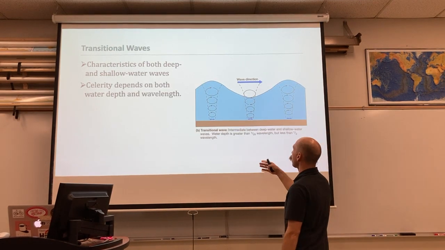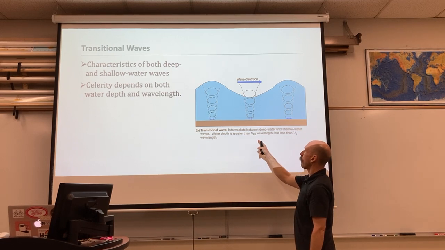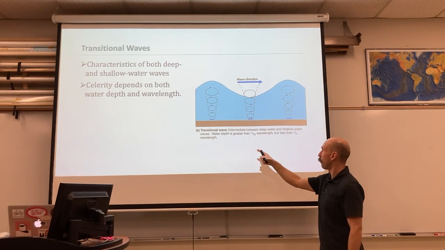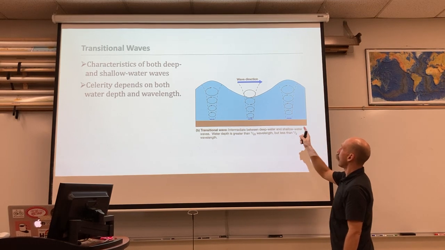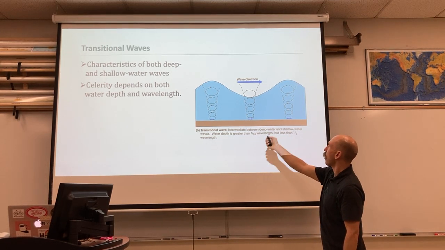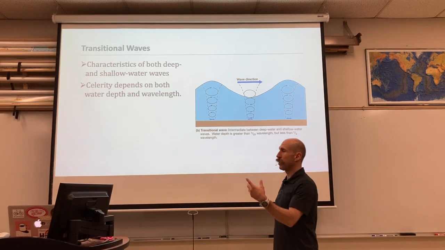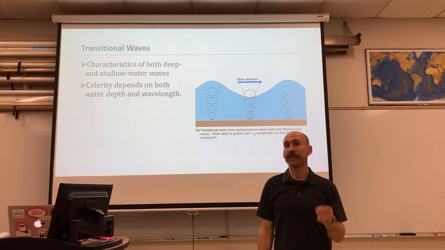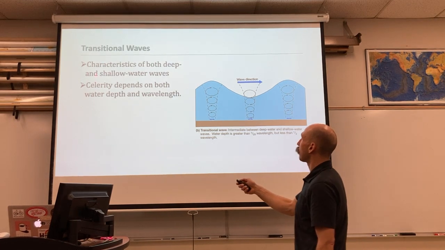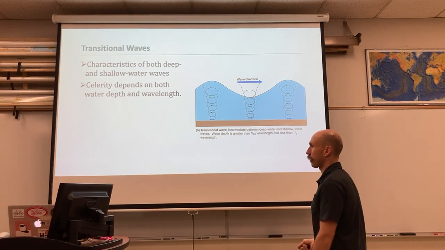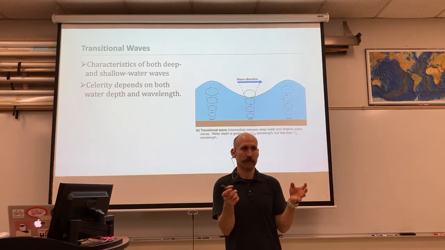At some point between 1/2 wavelength, L/2, and 1/20 the wavelength is a transition, where the waves have characteristics of both deep water and shallow water. The celerity, or the wave speed, now depends on both the depth and the wavelength. And so this would make sense.